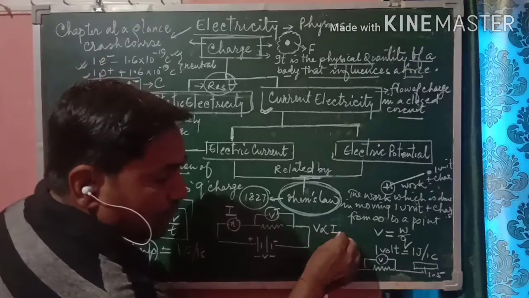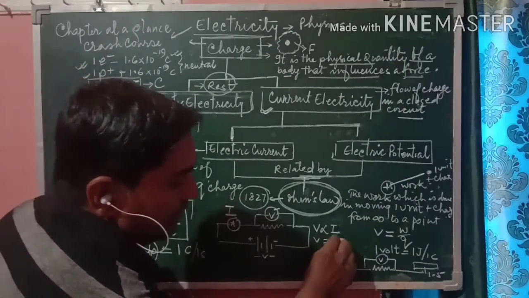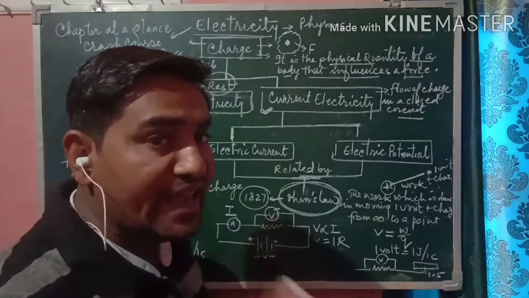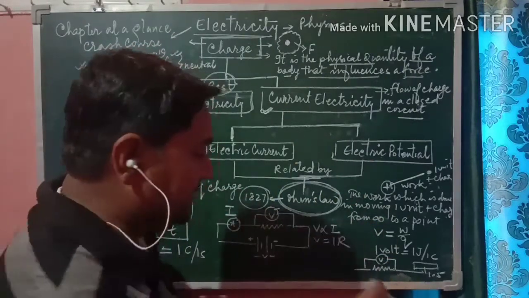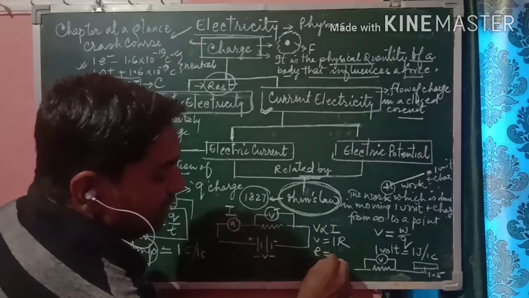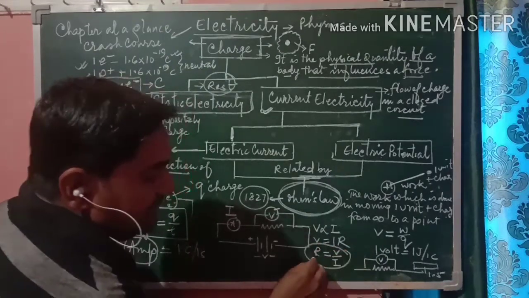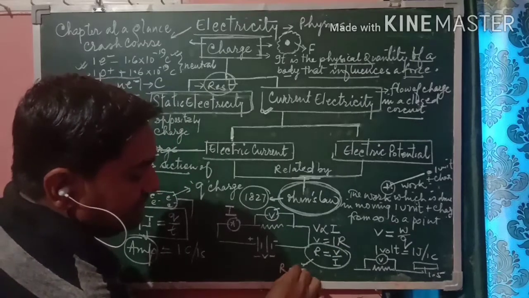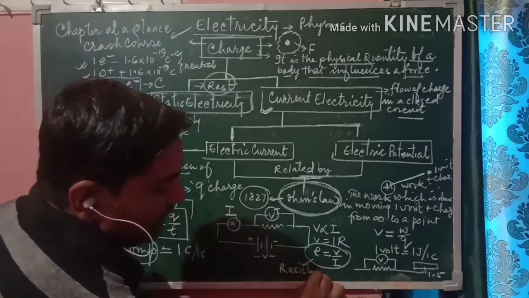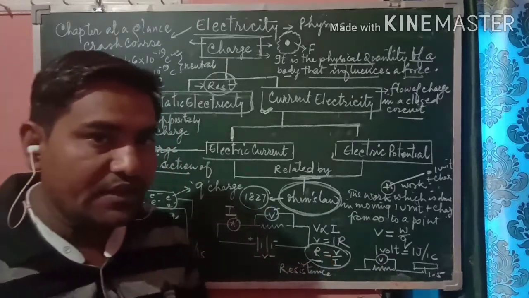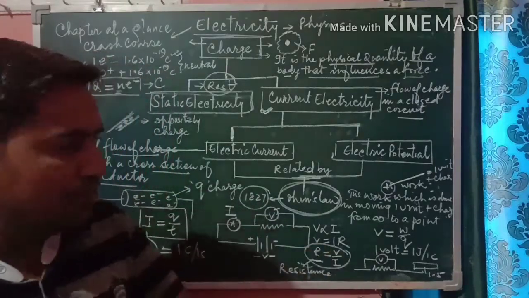So V is directly proportional to I, so V equals IR, where R is the constant of proportionality. You have read that. So R equals V upon I. This R is known as resistance, and its SI unit is ohm. In the next video I will explain all those things.